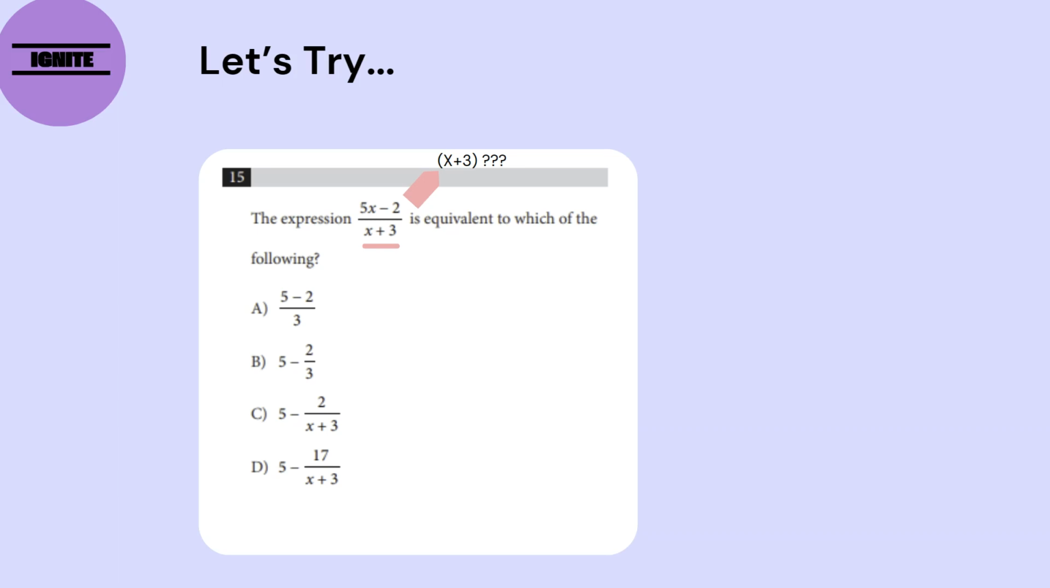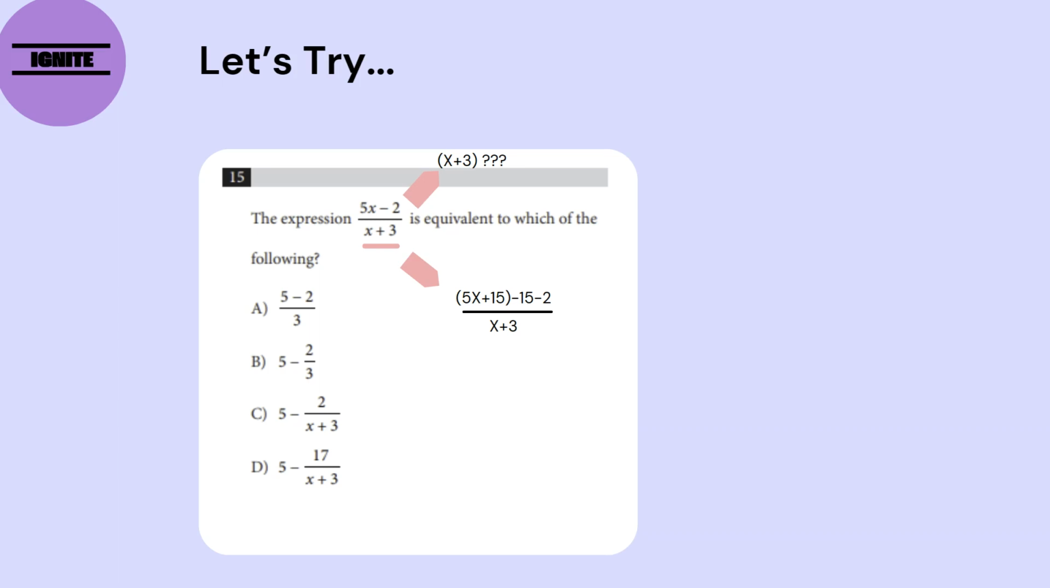What if it was 5x plus, say, 15? But we can't just add 15 to the top. We also have to remove 15 from the top as well. Now, this may be a little hard to follow, but just bear with me. We're adding 15 to the top, right? So we can factor out an x plus 3 from the 5x plus 15.